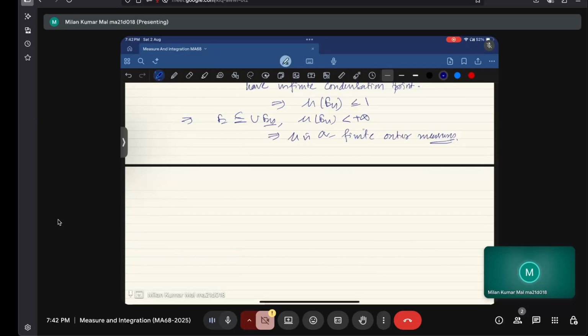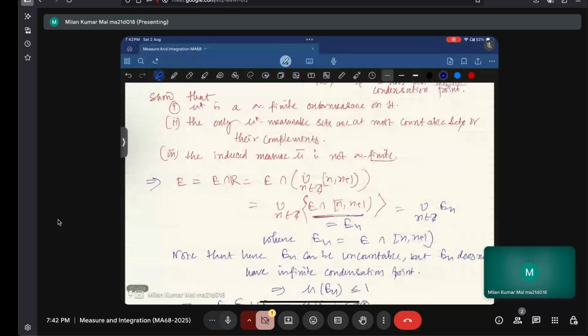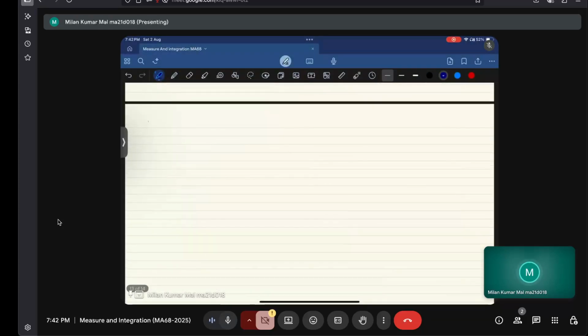Now we will go to the second one. What does the second one say? The second one says the only measurable sets are at most countable sets or their complements. So the second thing is that let E belong to the power set of R, or subset of R, I can write, because we are taking the sigma algebra here as the full set R.